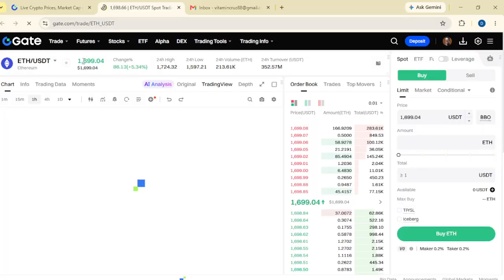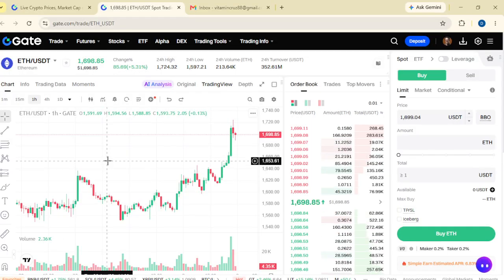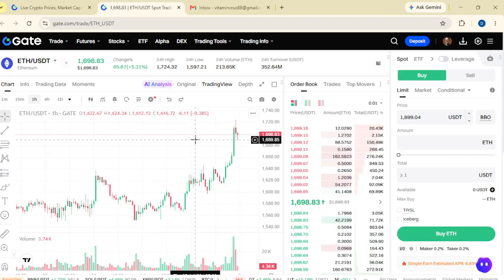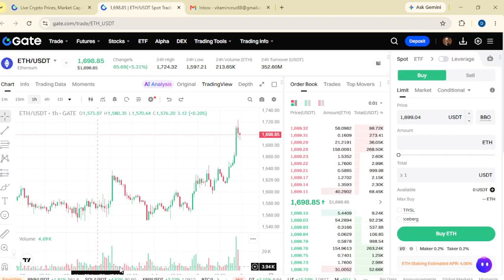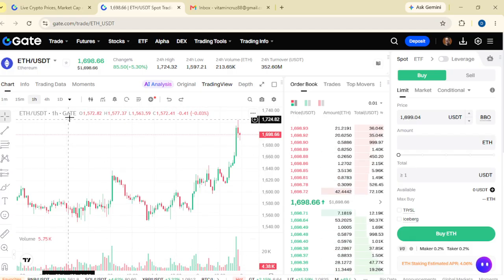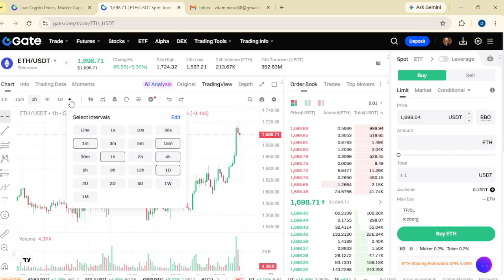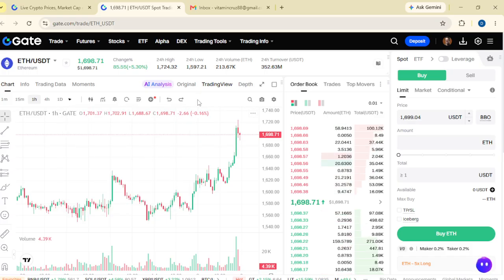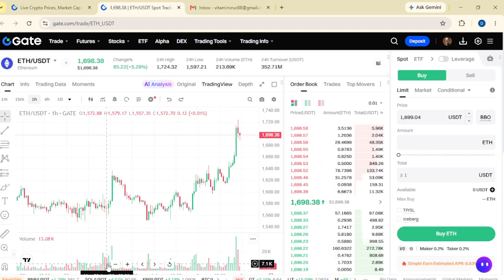Look for the 24-hour volume statistic. This number represents the total amount of the asset that has been traded during the past 24 hours. In many cases, Gate also displays the trading volume in terms of both the cryptocurrency itself and its equivalent value in USDT or another currency.